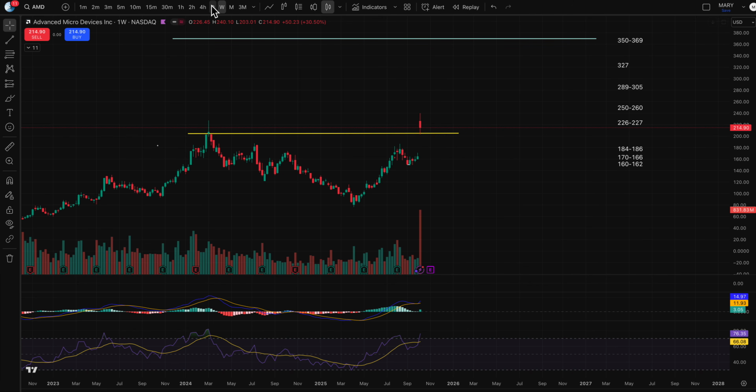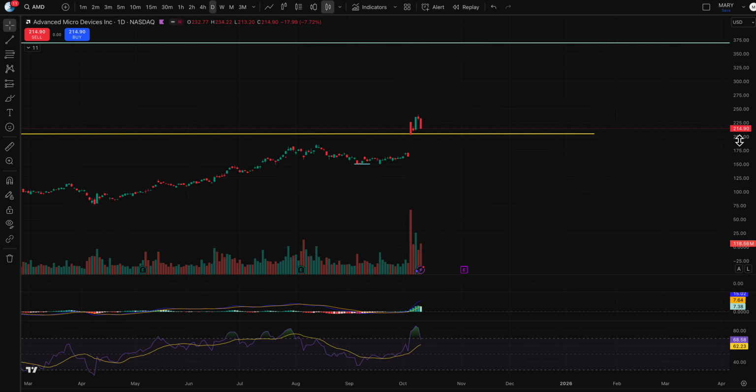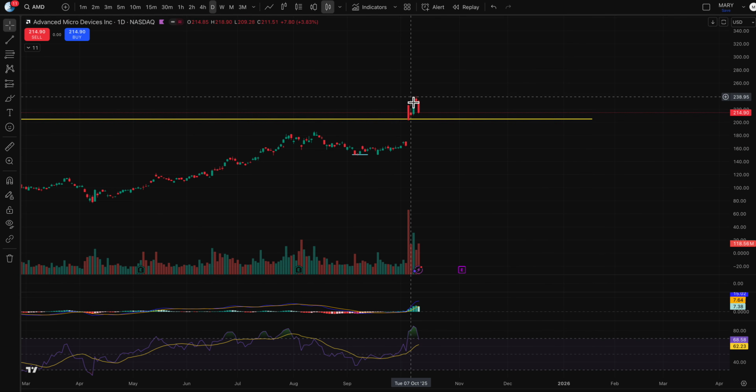But for meanwhile, let's worry about the daily, because on the daily, we do have a possible evening star pattern, which is considered to be bearish. A breakdown below the 213 to 210 will confirm this bearish signal. And 203 will remain as a key support for AMD on the daily chart.